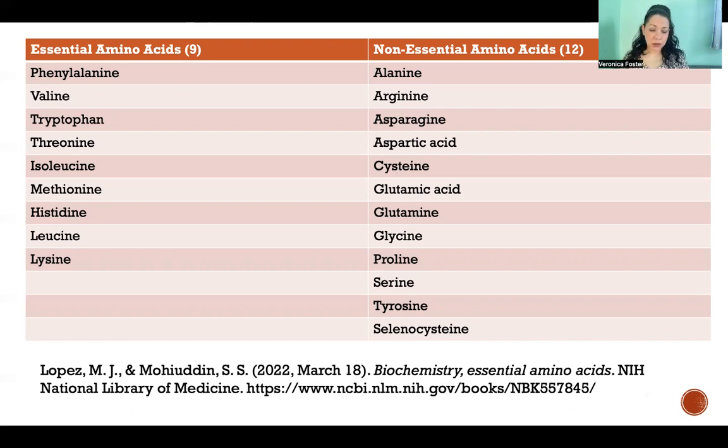So essential amino acids, according to this source, are phenylalanine, valine, tryptophan, threonine, isoleucine, methionine, histidine, leucine, and lysine. Sorry for my pronunciation on some of these. Whereas non-essential would be alanine, arginine, asparagine, aspartic acid, cysteine, glutamic acid, glutamine, glycine, proline, serine, tyrosine, and selenocysteine.